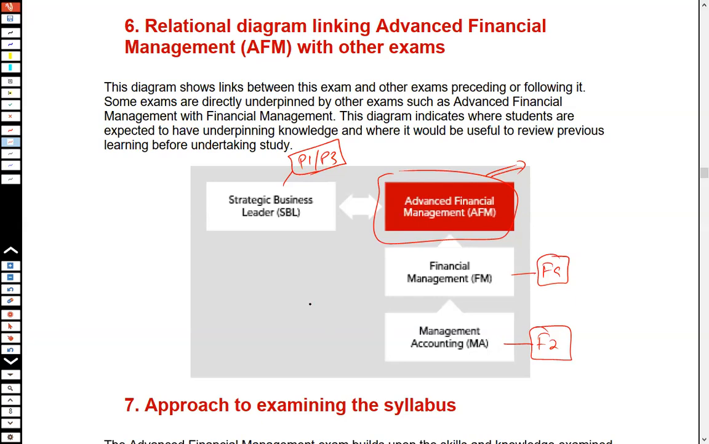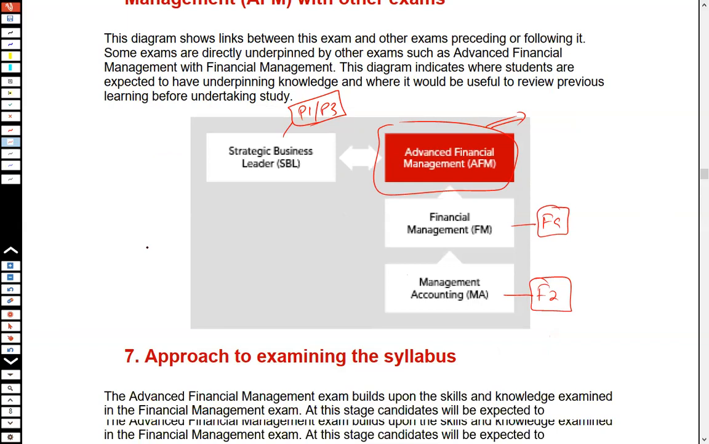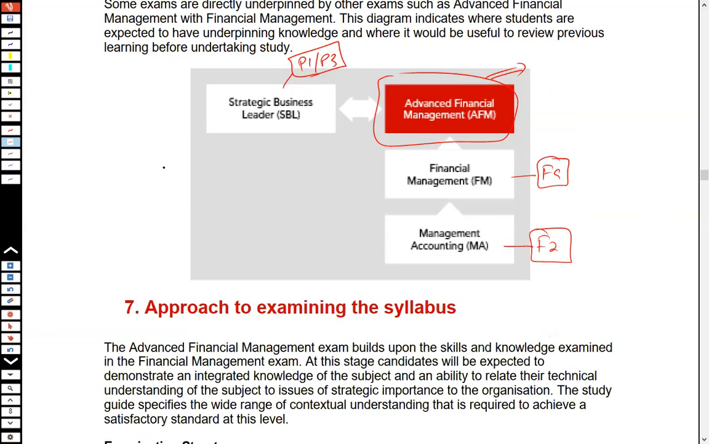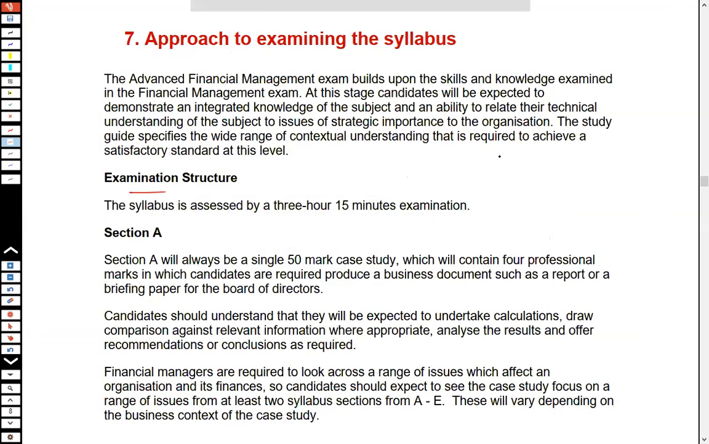First of all, the examination structure, which is more or less the same for the remaining optional papers: a 3-hour, 15-minute examination, with Section A being a 50-mark question and Section B, 2 questions of 25 marks each. That is the examination structure of this syllabus.